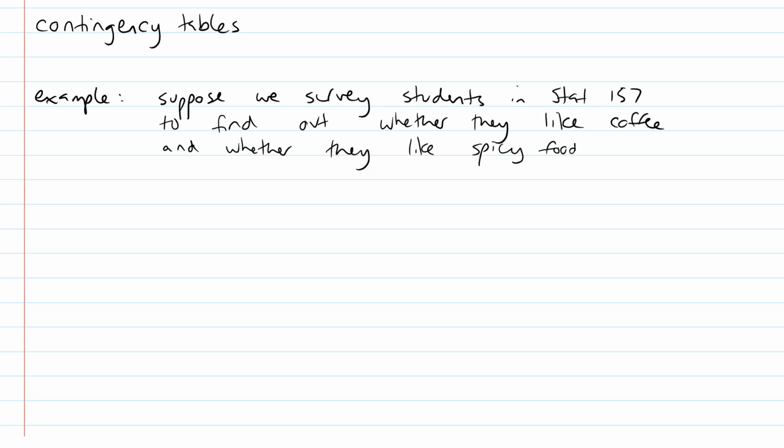This video is all about contingency tables, which is one way of representing data. Let's look at an example. Suppose we survey students in Stat157 to find out whether they like coffee and whether they like spicy food. Once we've taken a show of hands or something like that, then one way that you can represent that data is in the form of a little table. So let's do a little table here.